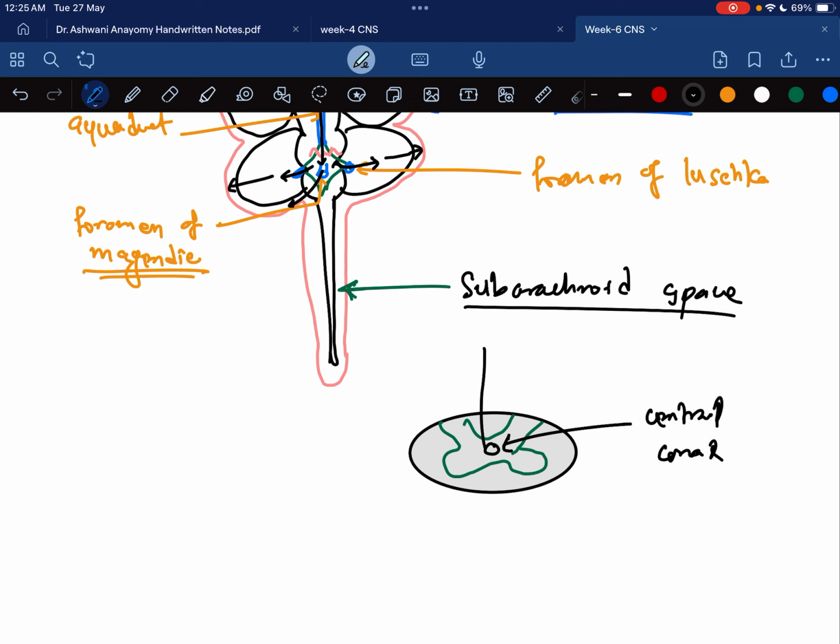So this central canal is situated in the entire spinal cord. Through this fourth ventricle, it communicates with the CSF. Also there is the CSF.